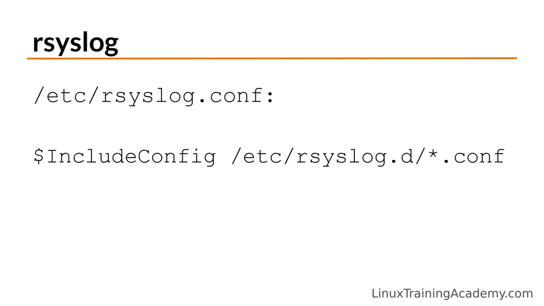The main configuration file for rsyslog is /etc/rsyslog.conf. You can include additional configuration files by using the include config directive. For example, this line will cause rsyslog to read and include all configuration files that end in .conf and that also exist in the /etc/rsyslog.d directory.